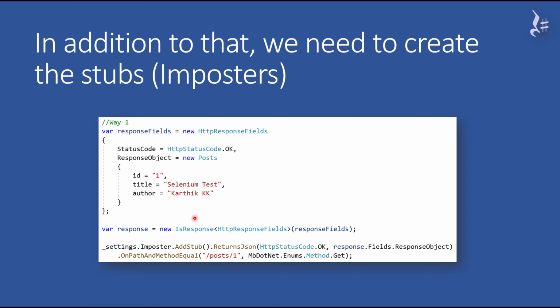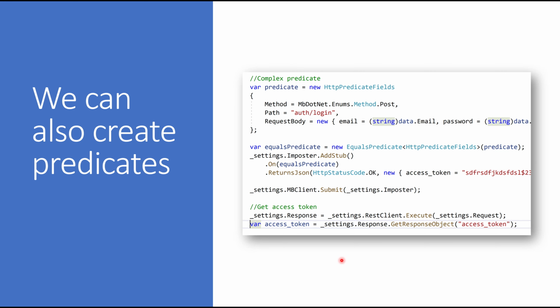In this particular demonstration, you saw that I have created a predicate on path and method equals to /post/1 with method name as get. But I can create a complex predicate, something like this, where I can mention the HTTP predicate field: if the authorization of the request body is these, and it is going to be a post method, only then you respond with an access token of something like this. So this is another way of creating a predicate, and an even more detailed way of creating predicates.